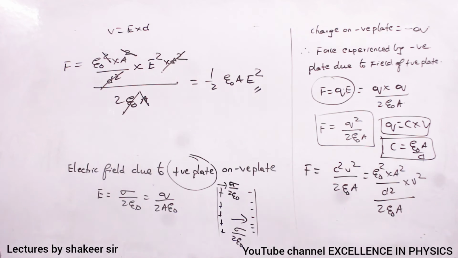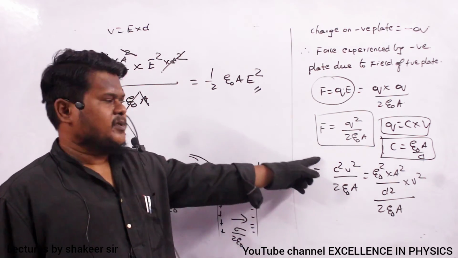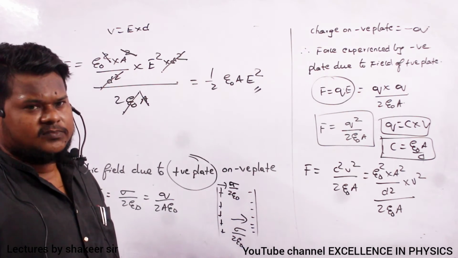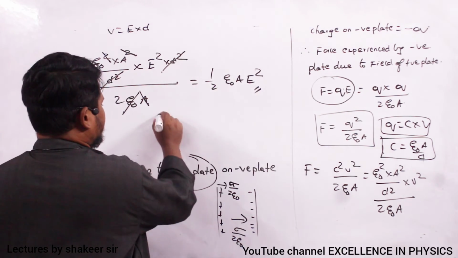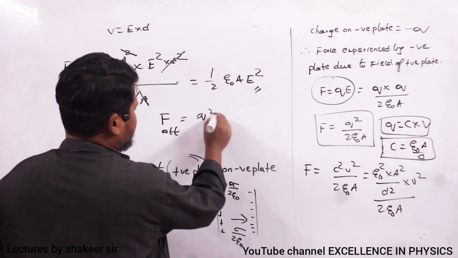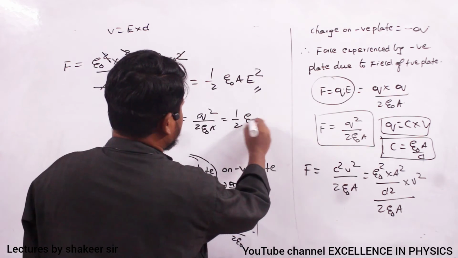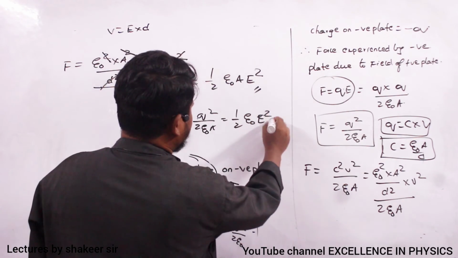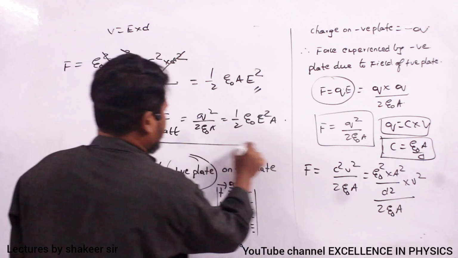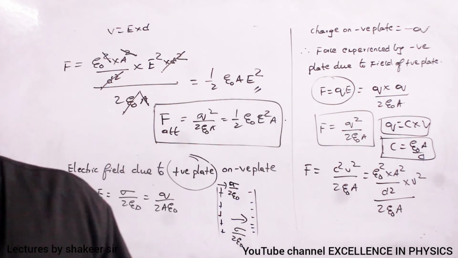Are you able to understand? A question can be given on any of these equations. So there are two formulae for the force of attraction: one is Q squared by 2 epsilon naught A, another one is half epsilon naught E squared into A. Remember those two equations. If a question is given, you can directly substitute and get the answer.